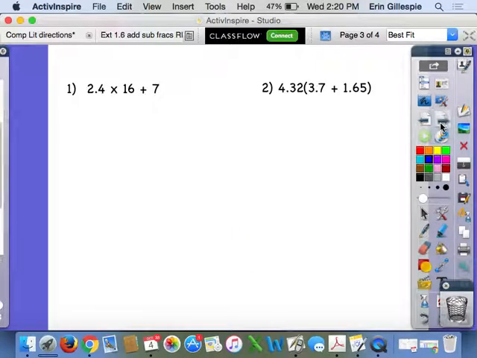So let's look at that when it comes to decimals. So example 1, we have 2.4 times 16 plus 7. So don't just work your way from left to right with each problem. Make sure you think about your order of operations. So in number 1, I have multiplying and addition. So the first thing I'm going to do is multiply.